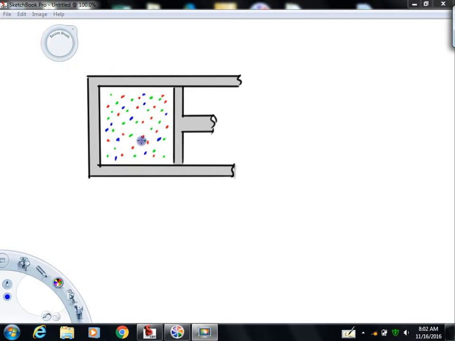Now, there are three thermodynamic variables that are extremely important for gases. There's other variables that we'll be talking about, but for now we're going to talk about these three. And those are volume, pressure, and temperature.